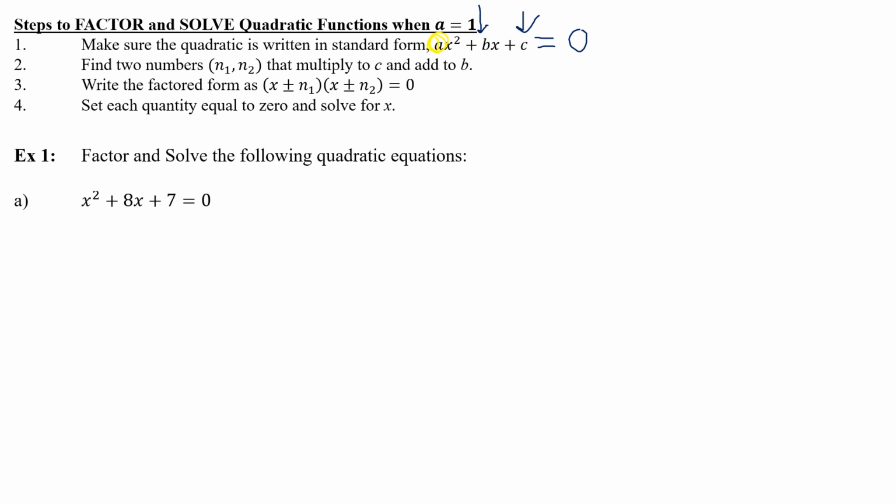Example 1 says factor and then solve the following quadratic equation. Step 1, the quadratic is written in standard form: x squared plus 8x plus 7 is equal to 0. Check, so the first one is true. Step 2 says find two numbers that when you multiply them give you c, but when you add them give you b. I'm going to put a dot here for multiplication: multiply to c, but add to give b.